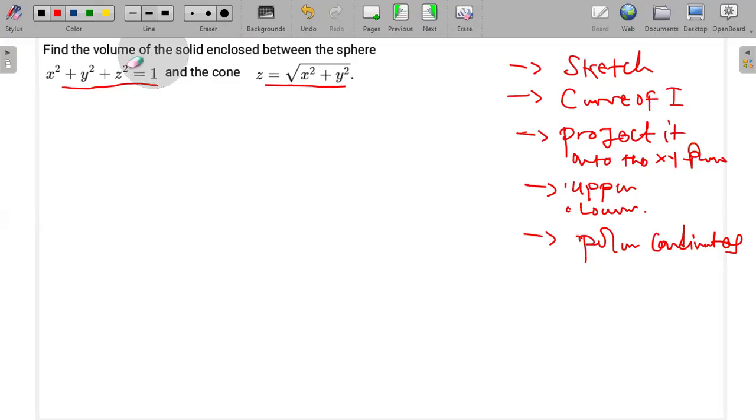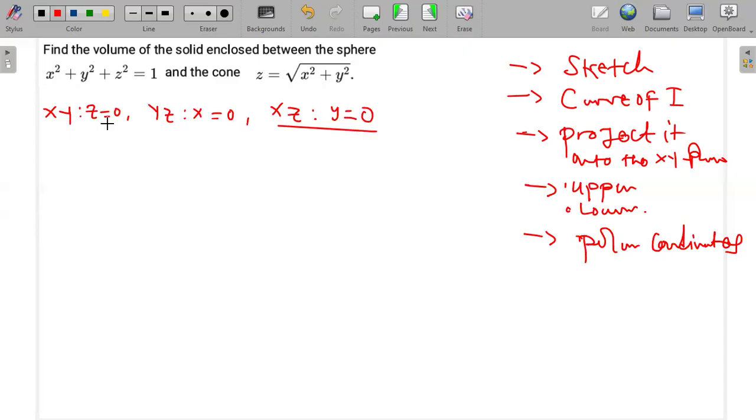So the sketch starts with the sphere. The sphere is not very hard to sketch. We can look at the cross sections. In the XY plane, what are we going to be seeing? Here our Z will be 0. In the YZ plane, our X is 0. And in the XZ plane, my Y is 0. So we can come up with the sketches here.